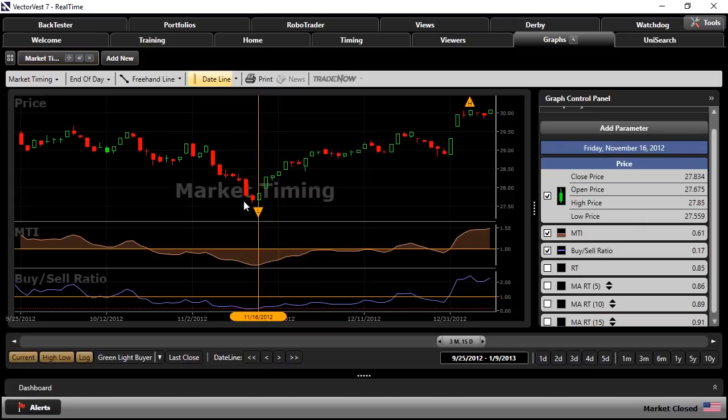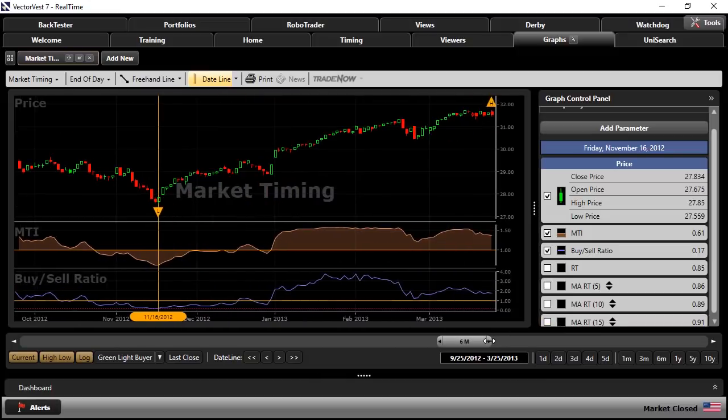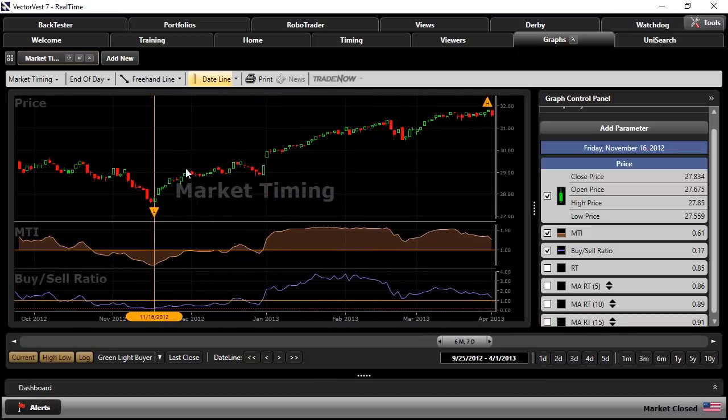As the market did find a bottom, look at the values. Now, the MTI wasn't quite below the value of 0.60, but close enough. The buy to sell ratio definitely was below its value of 0.20. Notice that, again, the further below these values, the more explosive the upturn. But this turned out to be a beautiful upturn in the market.